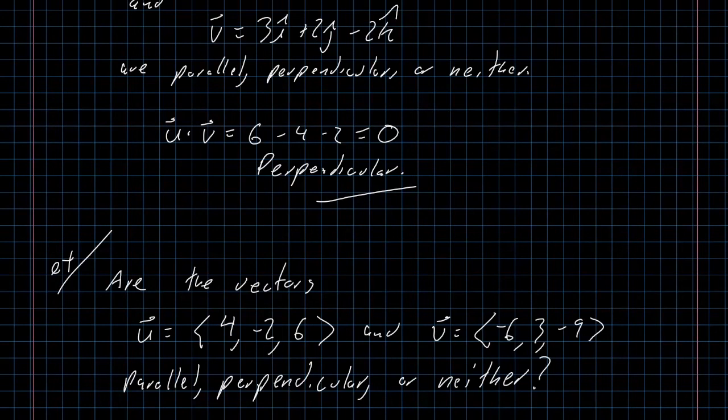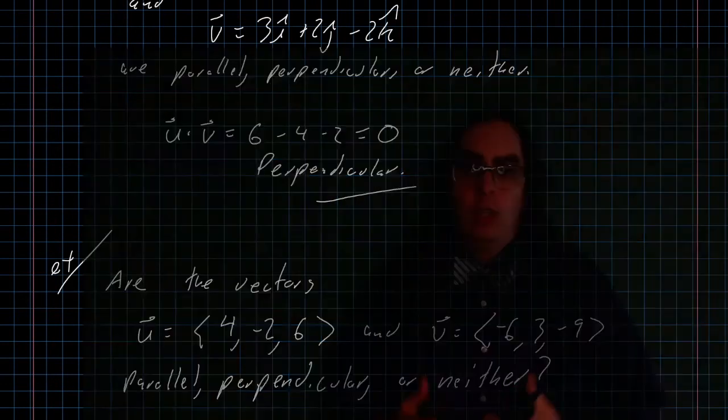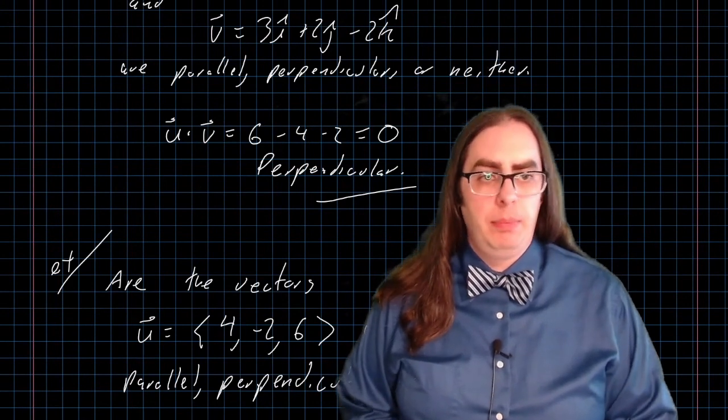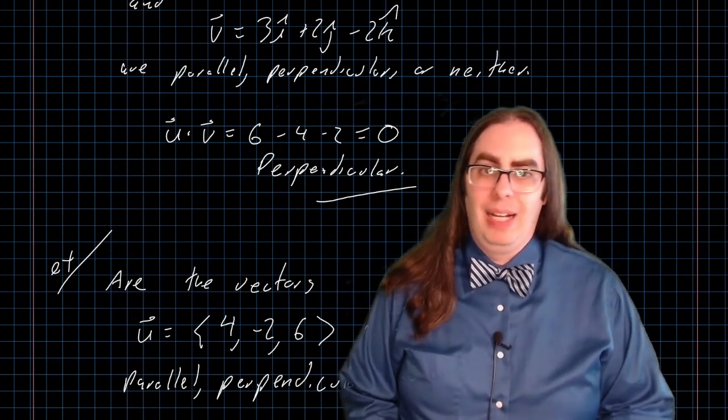Similar problem for you to try on your own. This time the vector u, 4, negative 2, 6, and the vector v, negative 6, 3, negative 9. And we again are asking the question, are these two vectors parallel, perpendicular, or neither? So take a few minutes, see what you can do with that problem, and I'll see you in the next video.